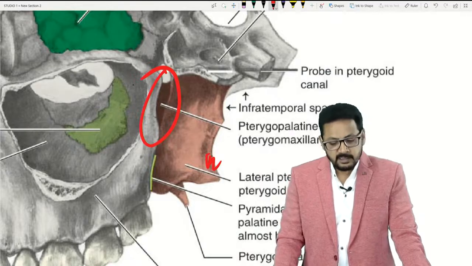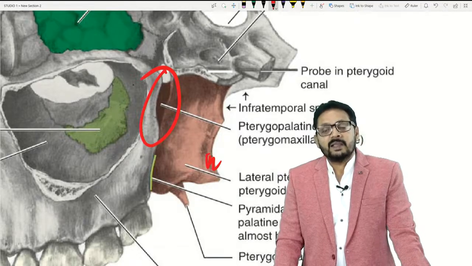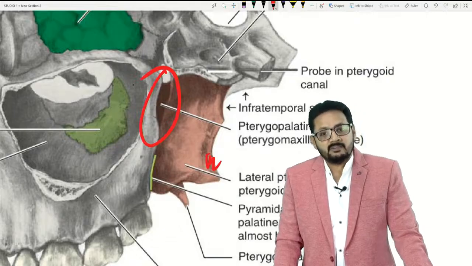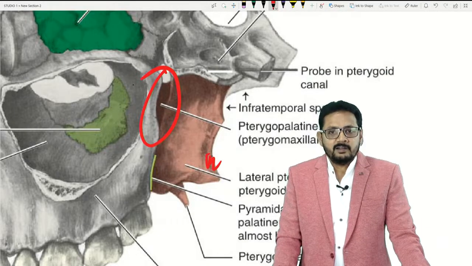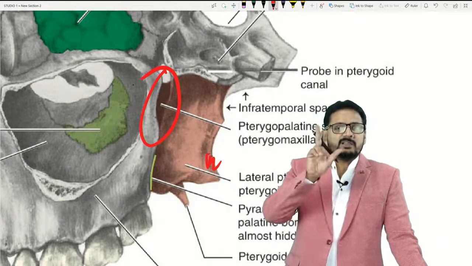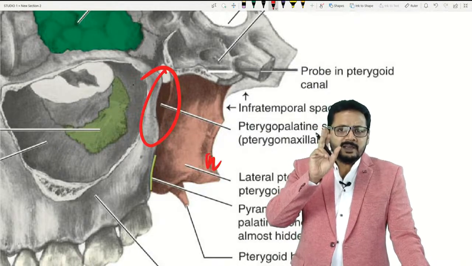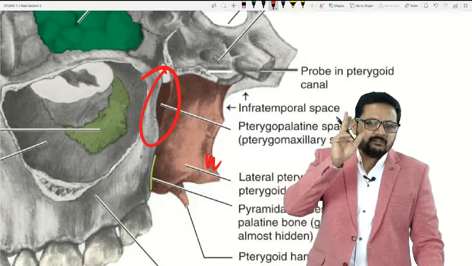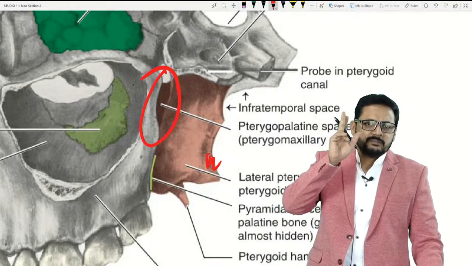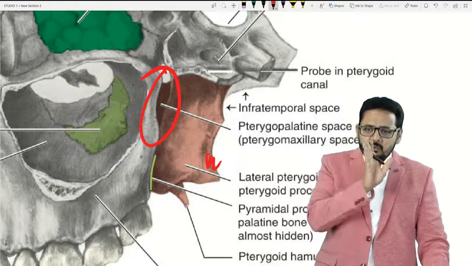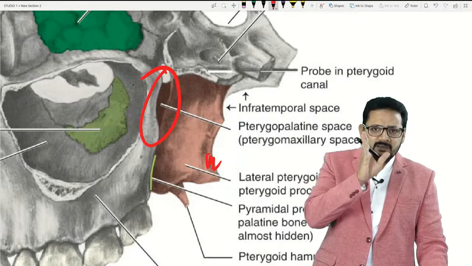There is the pterygopalatine ganglion located there. There is a branch of the trigeminal nerve. The moment your drill bit goes into that, what will happen? The patient will immediately give a jerky reaction. Okay? So don't do too much of vertical angulation, right?